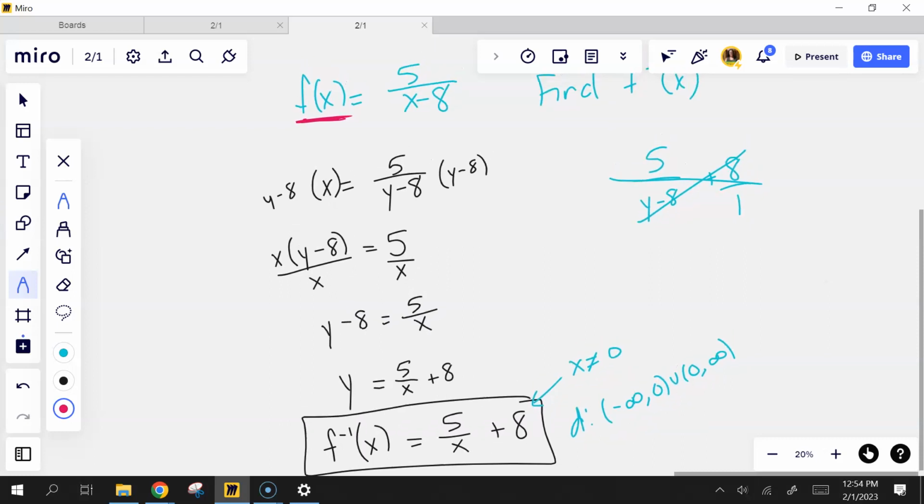If it's defined as f of x, it's a function. But is its inverse a function? Yeah. No, because it's not the function of f of the negative function. Okay, doesn't matter now. Now I need to look, is it a function? Yes, why?